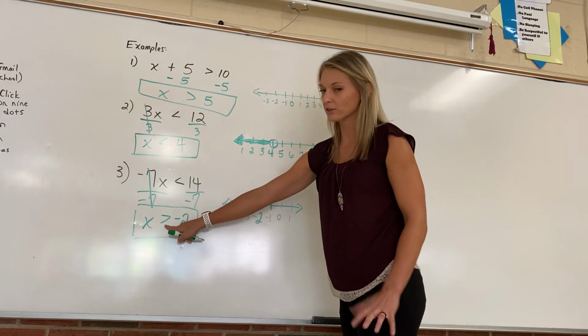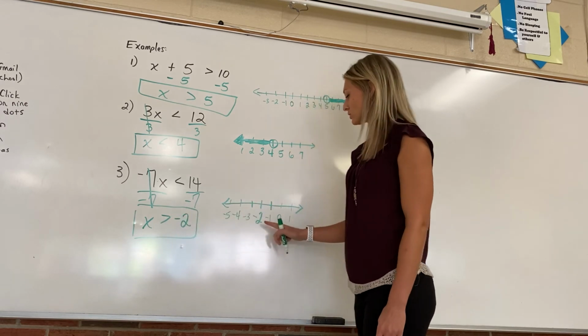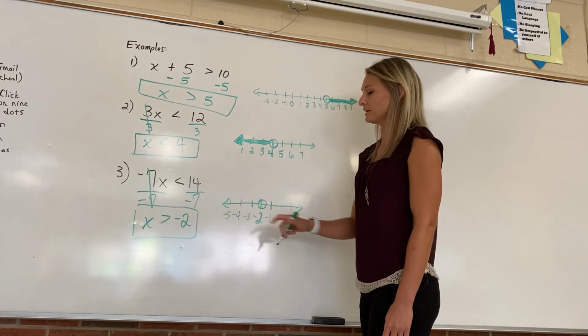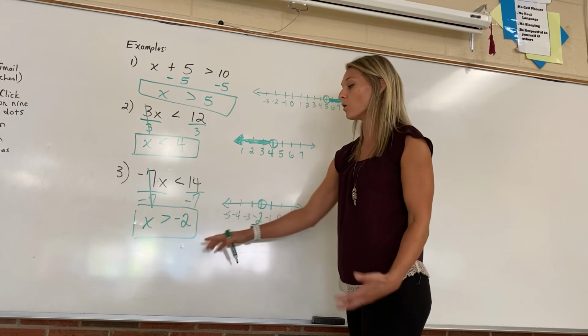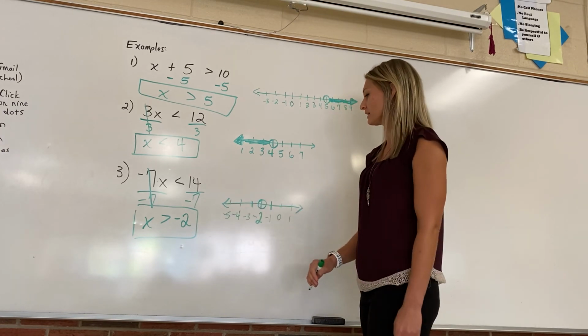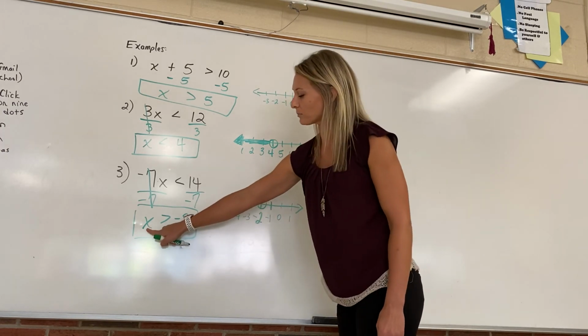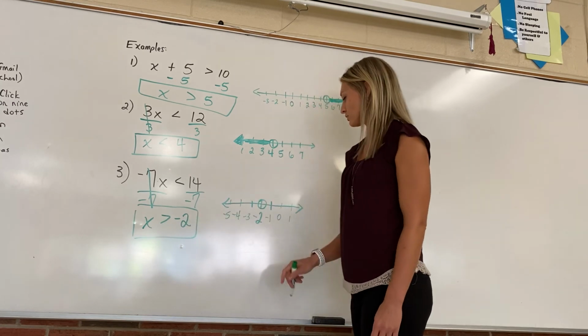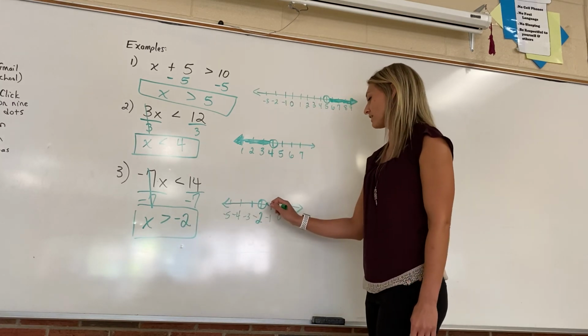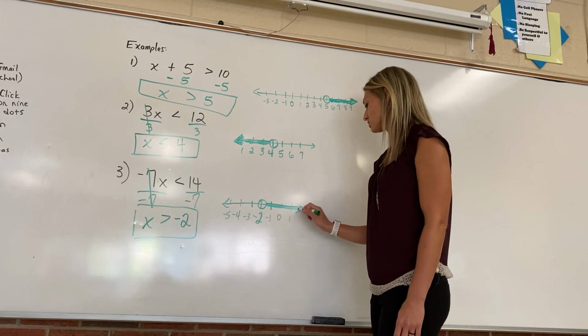You think about the dot. It doesn't have an equals to, so it's going to be an open dot, meaning that -2 won't work in that inequality. And then you shade. So any number that's greater than -2. So the numbers that are greater than -2 are in this direction. So I'm going to shade that way.